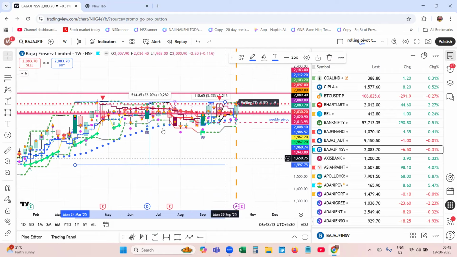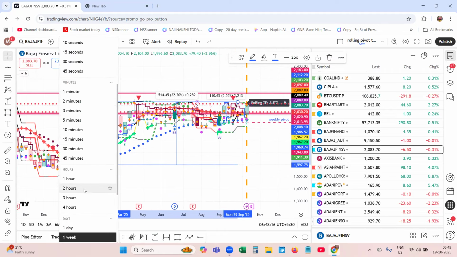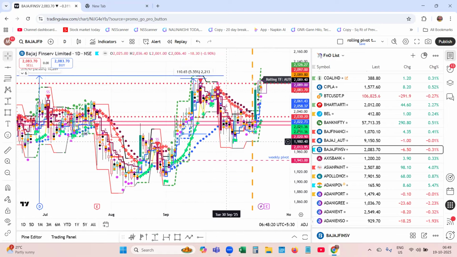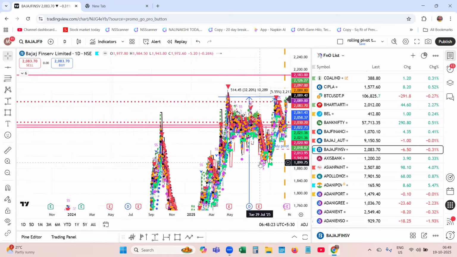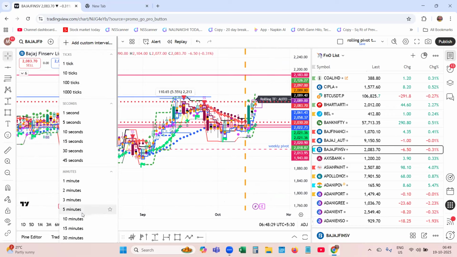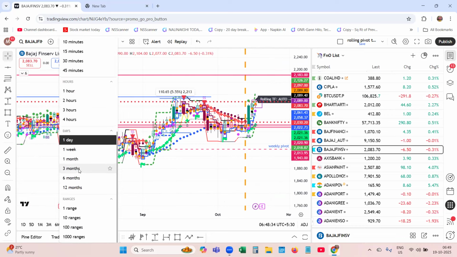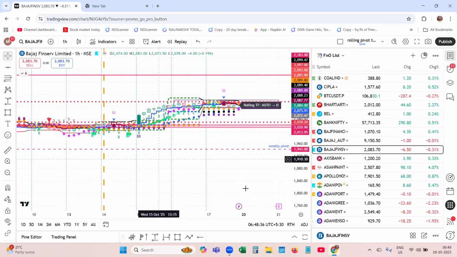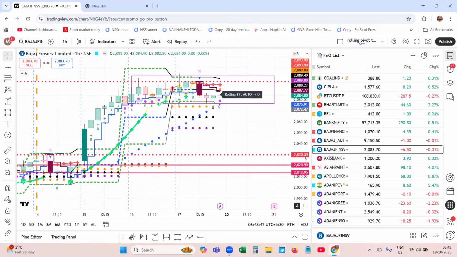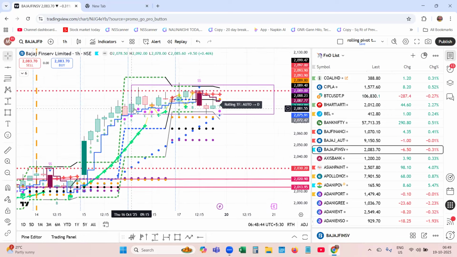three indicators combination. Let me go to the daily. Let me repeat it again. I think I've taken the indicators. No, I didn't take it. Let me go to the hourly. So friends, on an hourly basis also, intraday basis also, it's a huge profit.